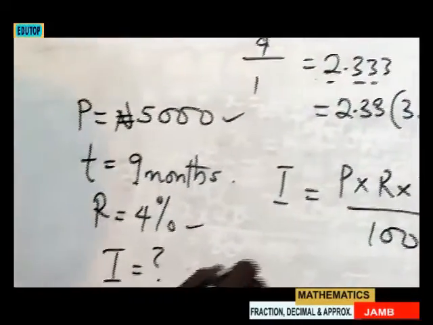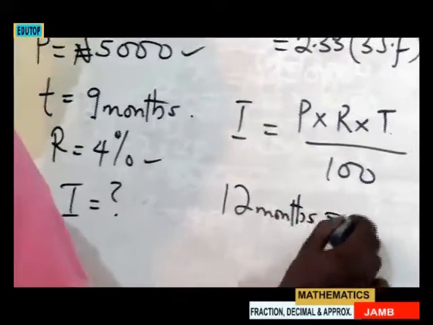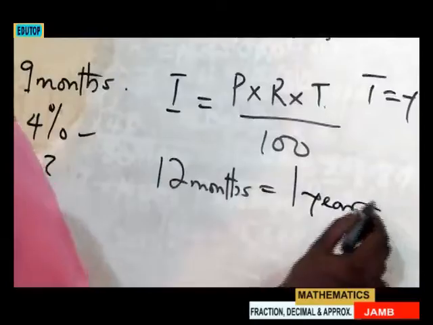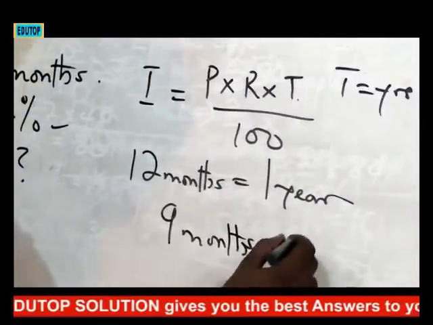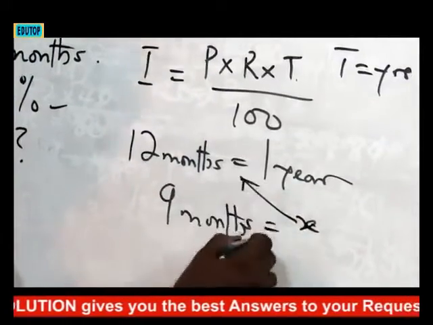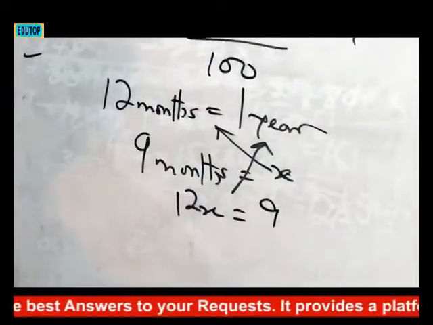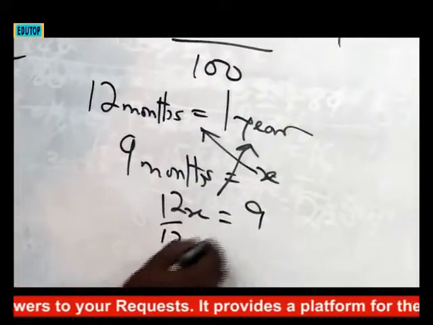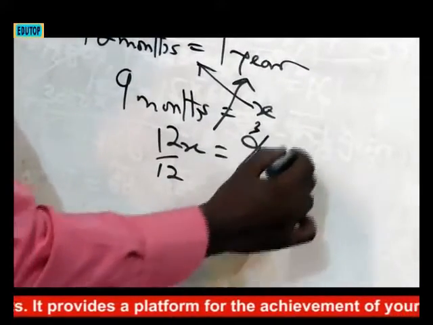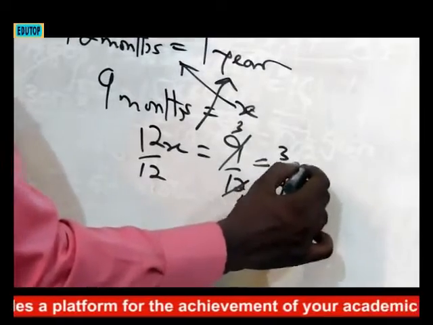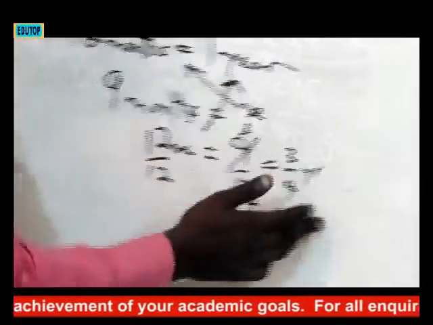So I will know that 12 months make 1 year. So 9 months will be x year. So when we cross multiply, we are going to have 12x equals 9 times 1, 9. So we divide both sides by 12. So we are going to have 3 over 4 year. So we have succeeded in converting this month to year.